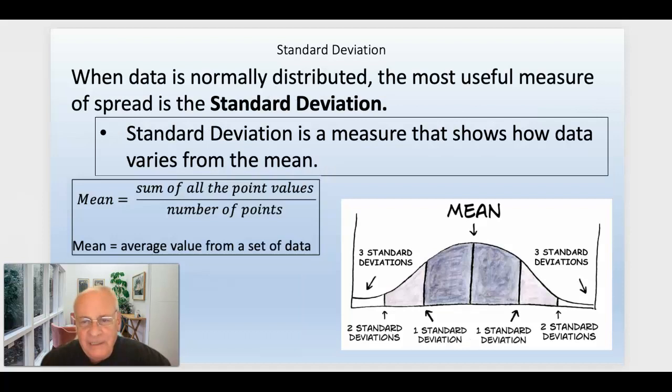When data is normally distributed, the most useful measure of spread is standard deviation. When you have a normal curve, and you get that a lot in the real world, standard deviation is a measure that shows how data varies from the mean, and it quantifies it a little bit. As you can see here, we can measure 1 standard deviation away and 2 standard deviations away. And just to review, the mean is the average. It's the sum of all the point values divided by the number of points. We've worked with that. That's just a review.